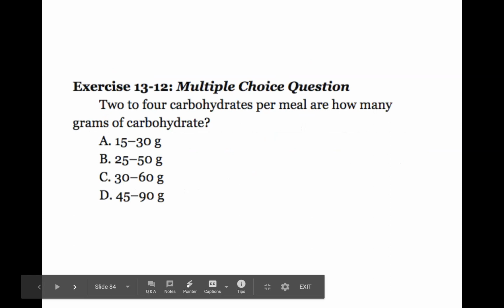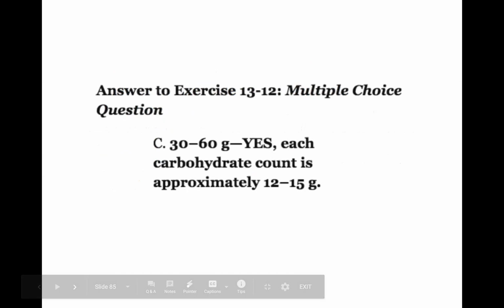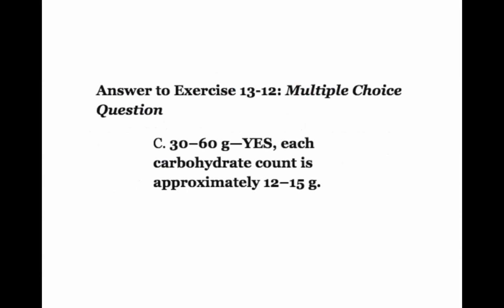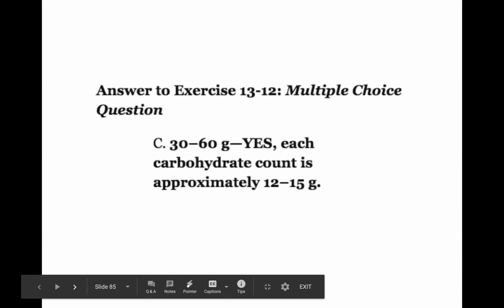So remember, if you don't know, pause and go back and look and see how many grams is equal to how many carbohydrates, and take a look. And you should have C, 30 to 60. Each carb count is approximately 12 to 15 grams.